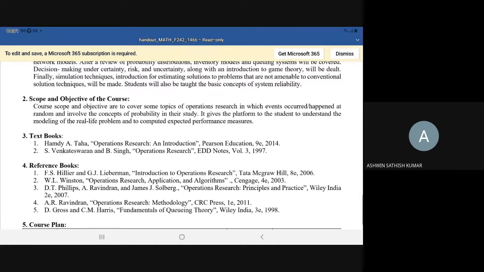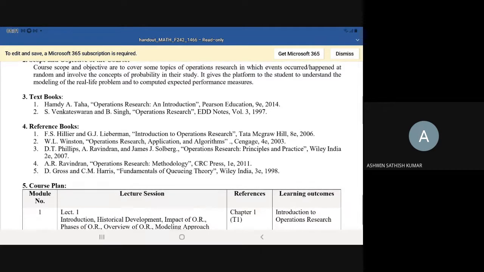The second and important textbook is S. Venkateswaran and B. Singh, Operation Research, EDD Notes. There are three parts in this book, but in your course, we have only part three. I will cover the first chapter from part one, but there is no need to purchase it. If you have it, then it's okay. You only have to purchase part three. And following are some reference books.